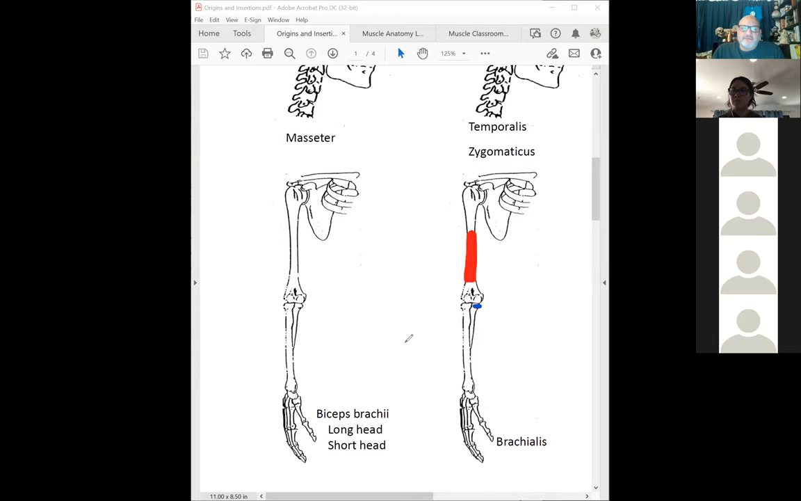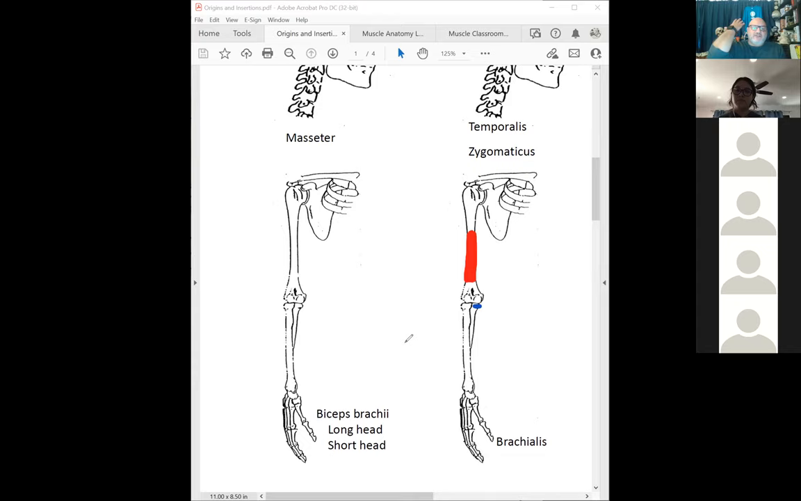No. Can this affect the shoulder? No. So how many actions does the brachialis have? One. Just one. And being an anterior muscle, what is that one action on the forearm or on the elbow? Flexes the elbow. There you go.